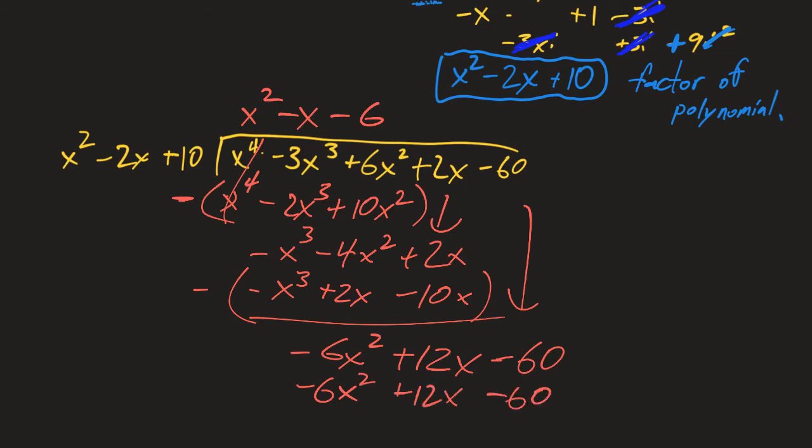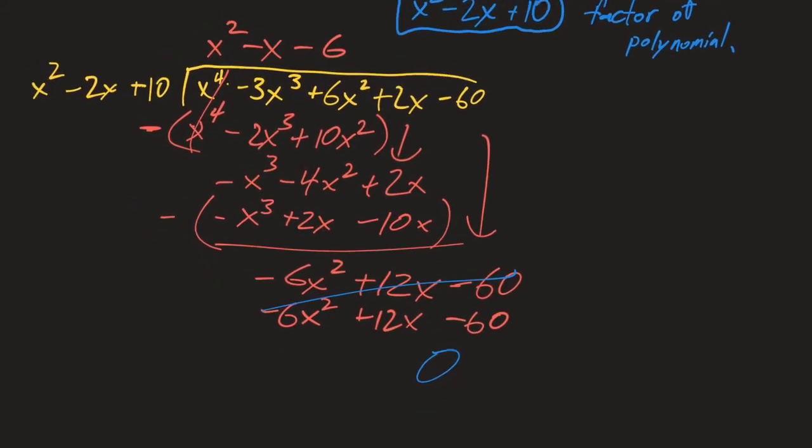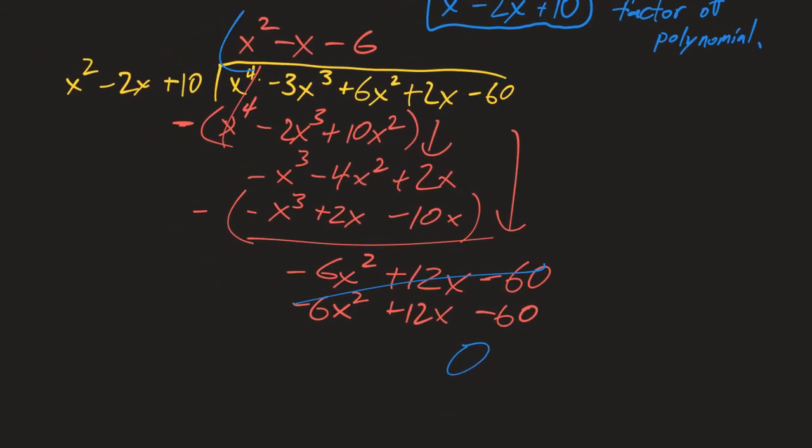And now that we've canceled this all out and we get that remainder of 0, we know that these are the two factors of the polynomial we started with, right here and right here. So let's see what our factored out polynomial is right now. We've got x squared minus 2x plus 10 and x squared minus x minus 6.